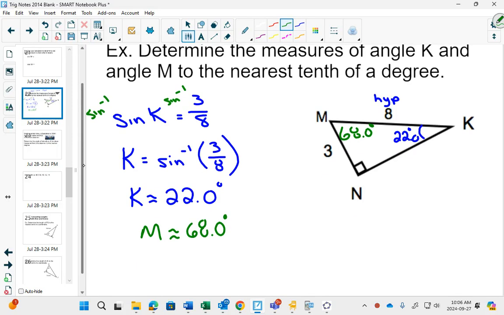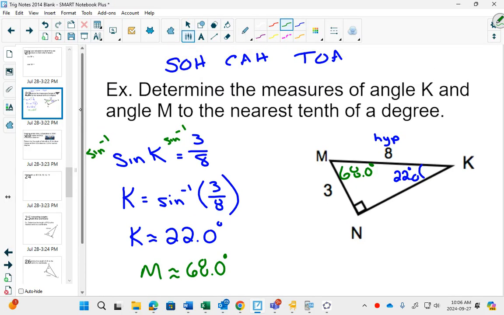Now we found angle K first, but then you go and talk to your friend and your friend says, I actually found angle M first. So if they were finding angle M first, they couldn't use the 22. They would think about their definitions and say, okay, which one can I use from SOHCAHTOA if I want to find angle M?